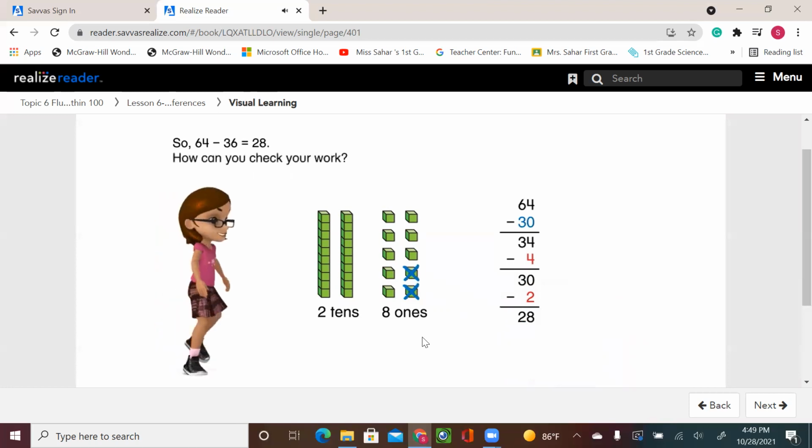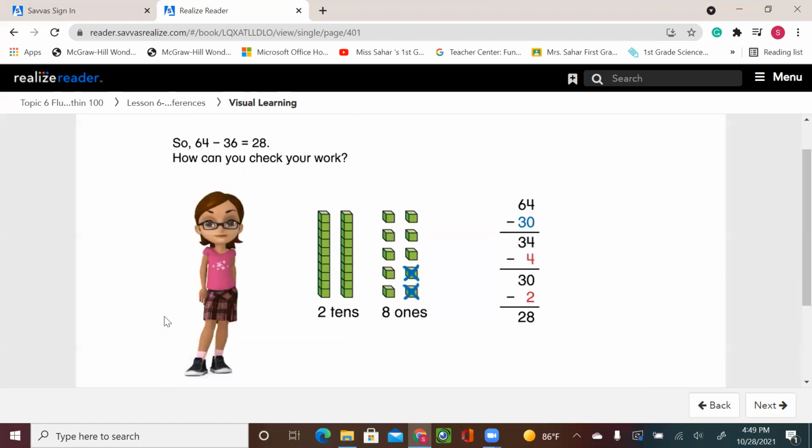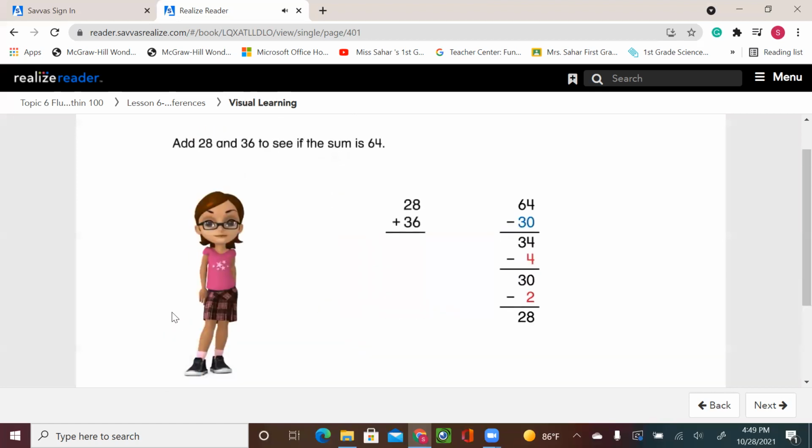How can you check your work? Add 28 and 36 to see if the sum is 64. Add the tens, then the ones. 28 plus 36 equals 50 plus 14 equals 64. The answer is correct.